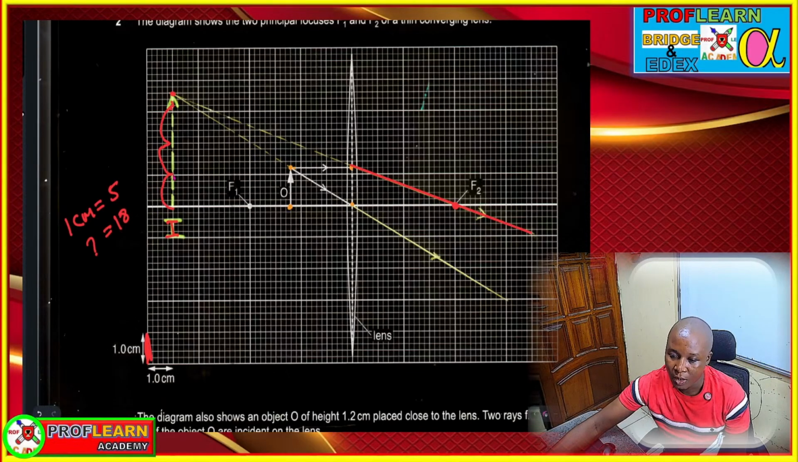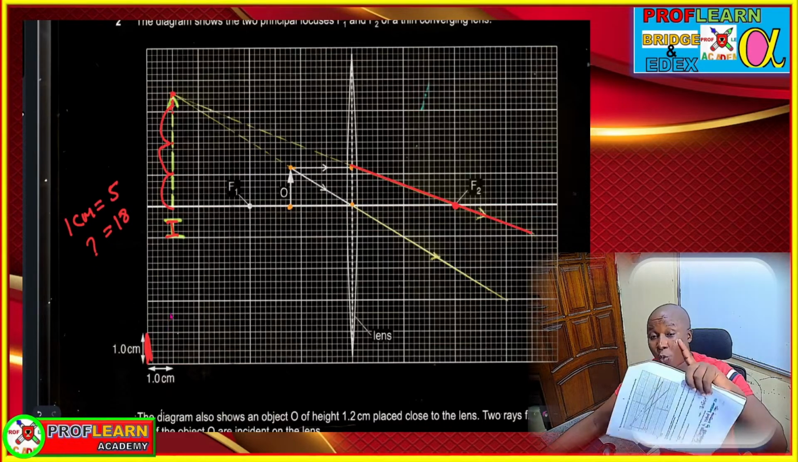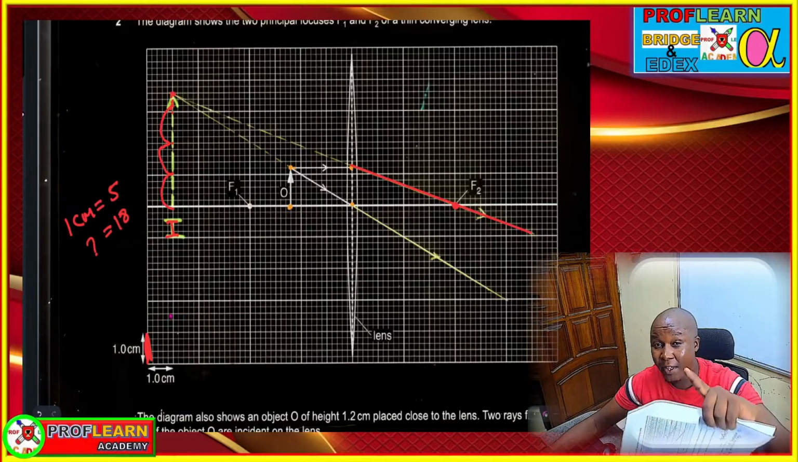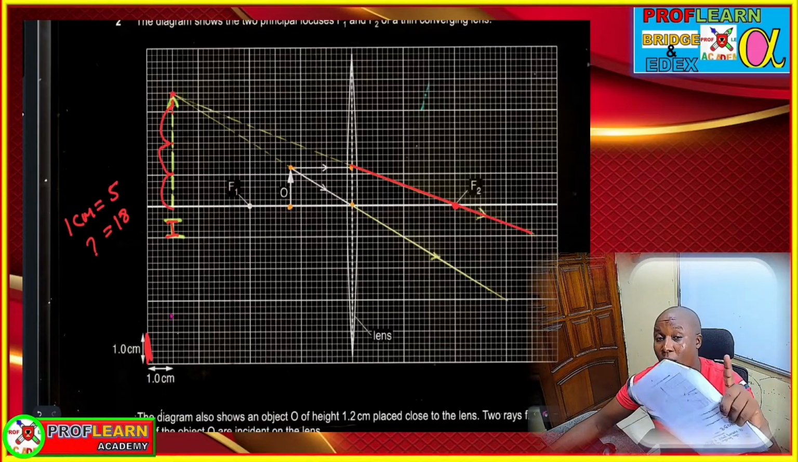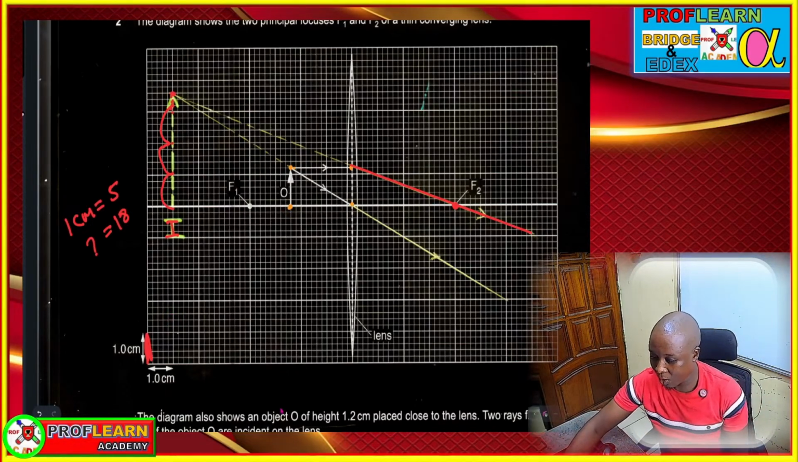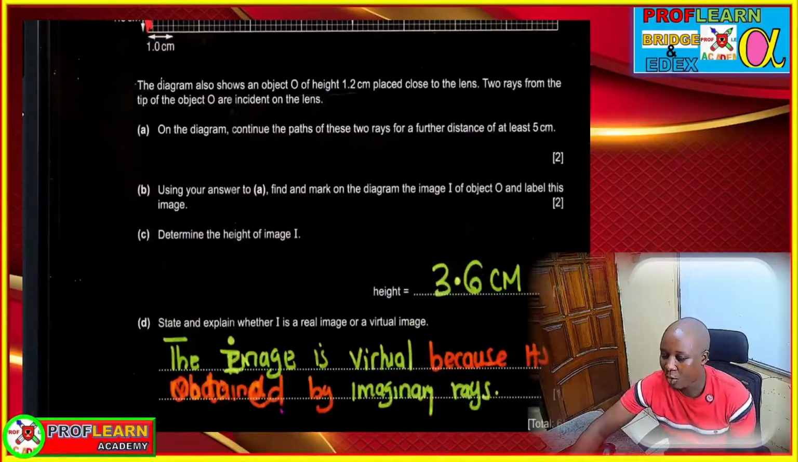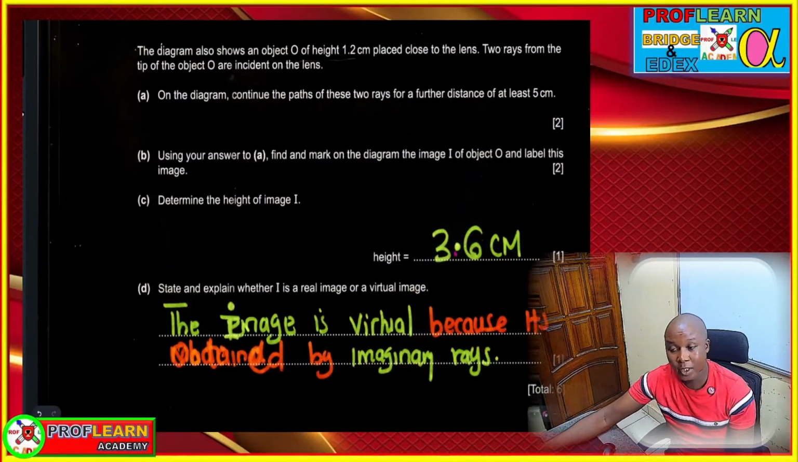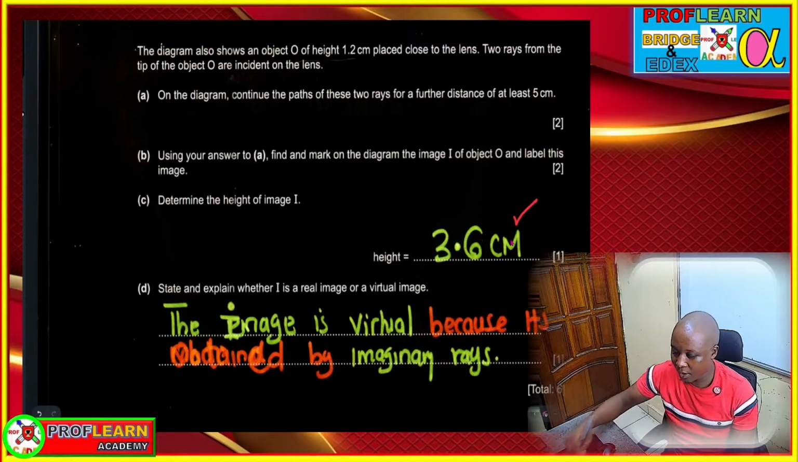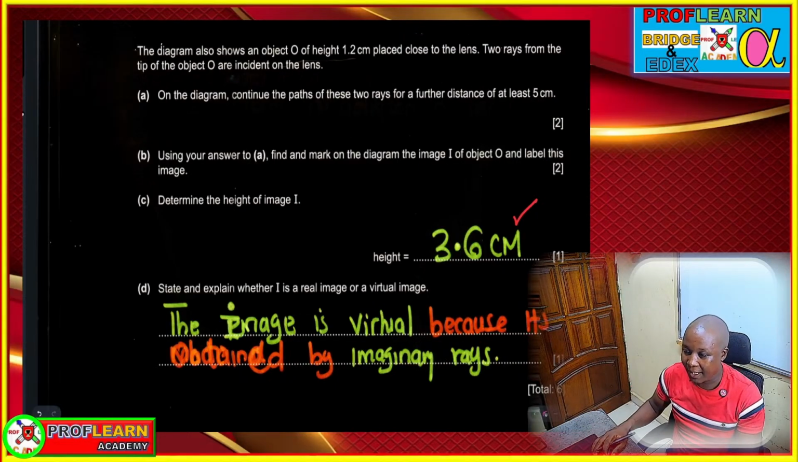Because from here, this is 5, this is 10, 15, 16, 17, 18. 1 centimeter is equal to 5 tiny boxes. What about 18 of them? So that's the small mathematics I did, and I got my height to be 3.6, and that will make you earn a mark at that point.